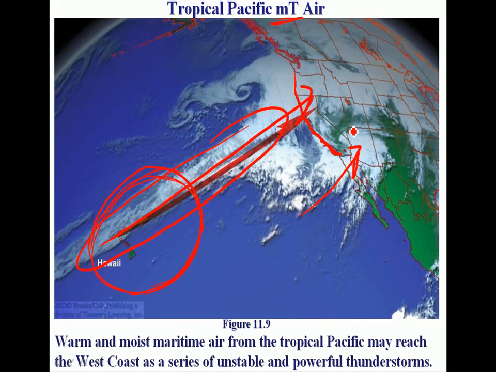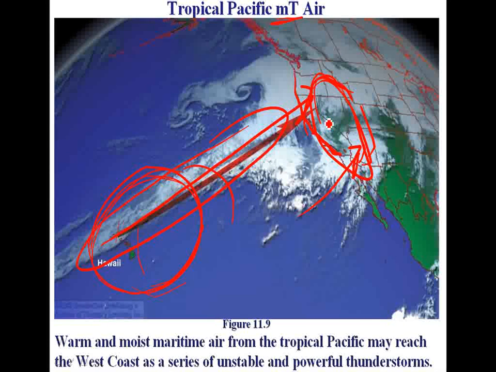southwest. And since this air is very warm and very moist, it has a lot of energy and can produce a lot of storms in the western U.S. So there's a source of maritime tropical air which would produce storms over the western portion of the U.S. This is often referred to as the Pineapple Express, since the source region is back here over Hawaii.